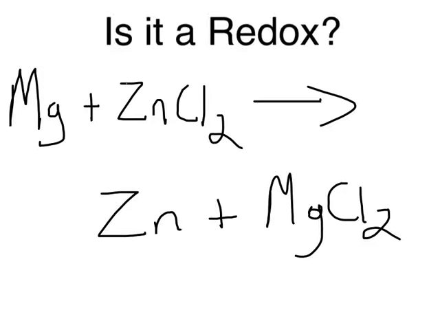Welcome to monochemistry. Today we're going to look at determining whether or not a reaction is a redox reaction. A redox reaction is a special type of reaction that involves two things. It involves a reduction and an oxidation.